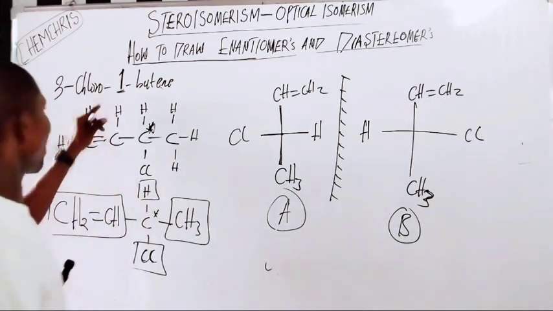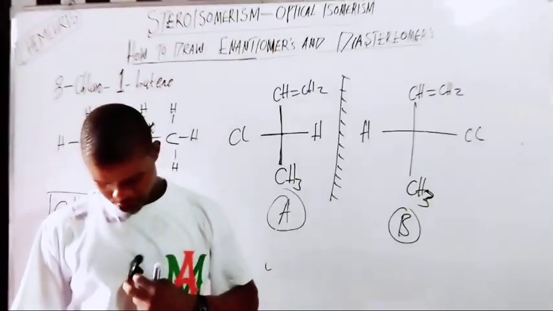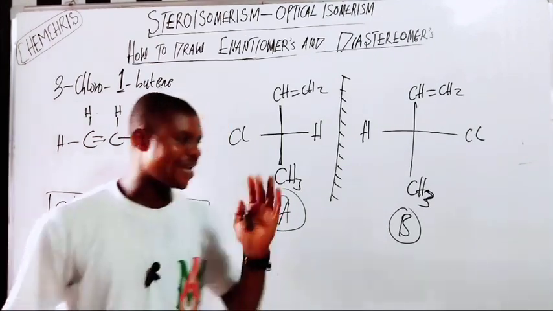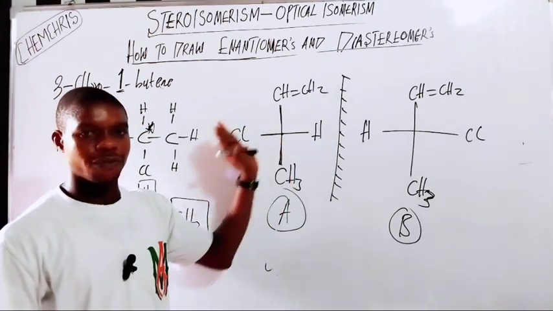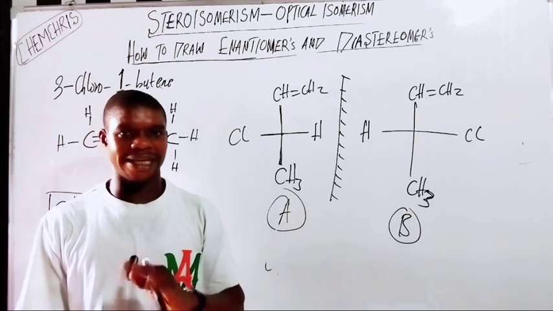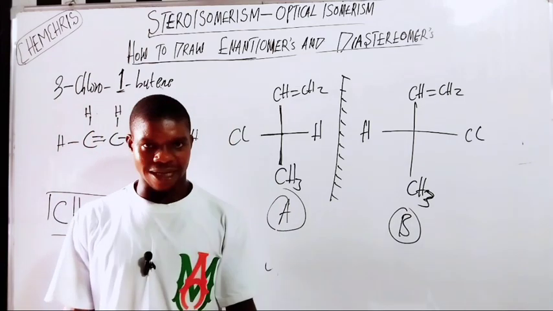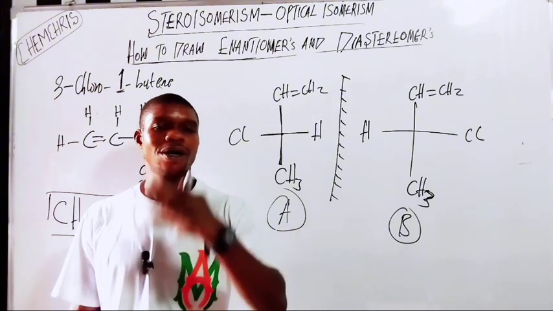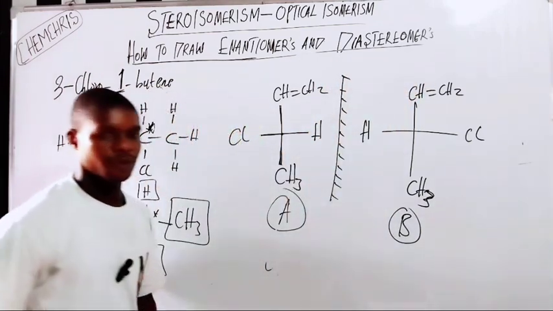Now, when a chiral molecule only has one chiral center, it's very easy. Just draw the Fischer projection of that compound and draw the mirror image. Finish. You are not doing anything again. Now it becomes complex when you have two or more chiral centers. Do you understand? When you have two or more chiral centers, this is where diastereomers now come from.